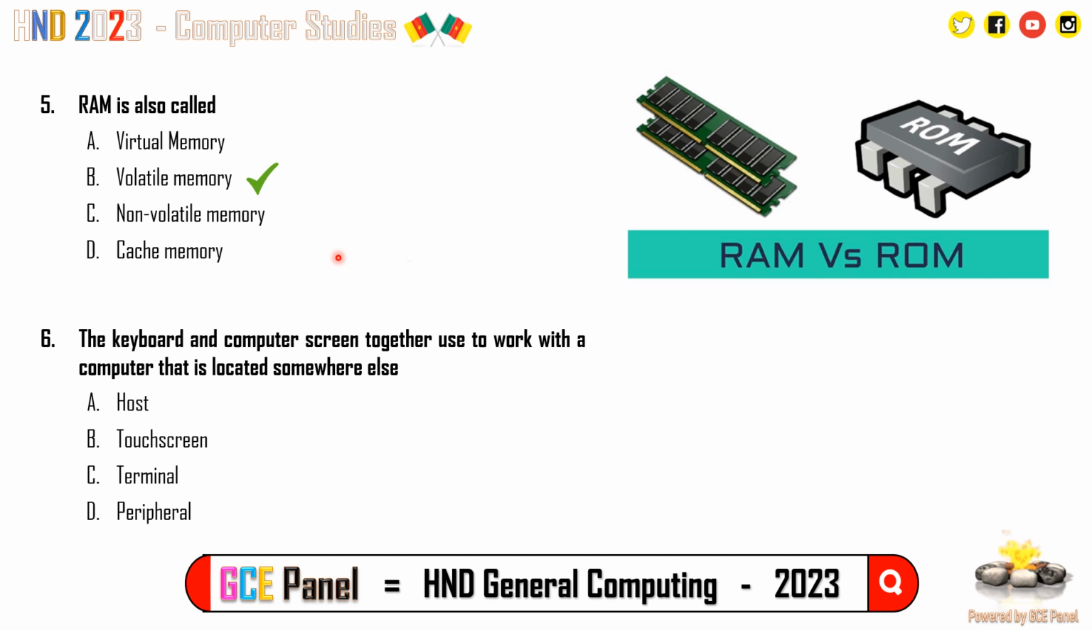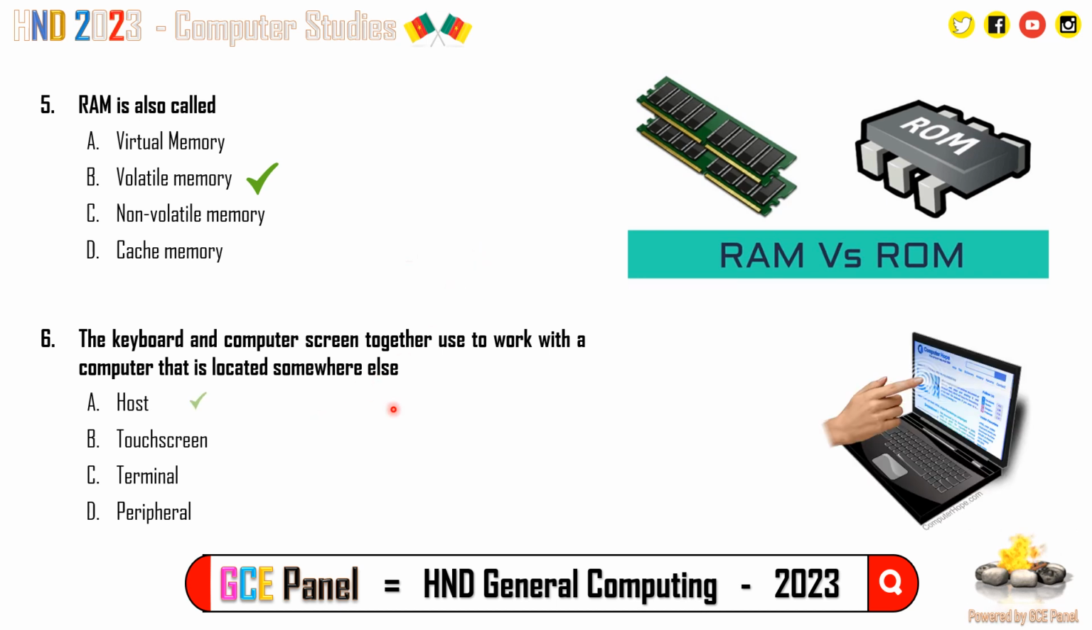Now question 6. Question 6 reads, the keyboard and computer screen together used to work with a computer that is located somewhere else. So this computer located somewhere else is known as the host. If you look at this computer here, that is touch screen, with the screens that you can use are known as touch screen. So this answer is not touch screen.